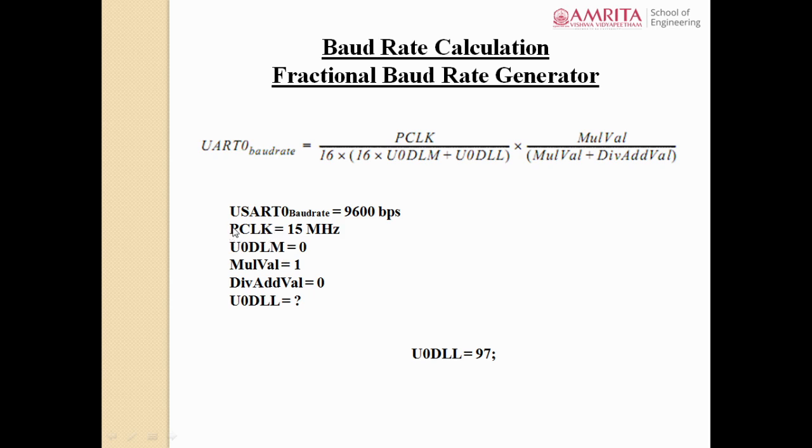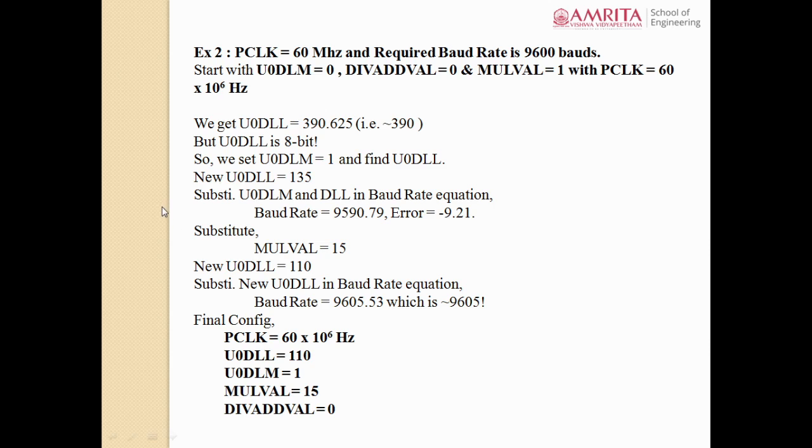Because by default your PCLK is 15 megahertz. By default U0 DLM is 0, mul value is 1, divide value is 0. So that is why you are not touching these values. You are configuring only U0 DLL, right? But sometimes you need to configure U0 DLM also.